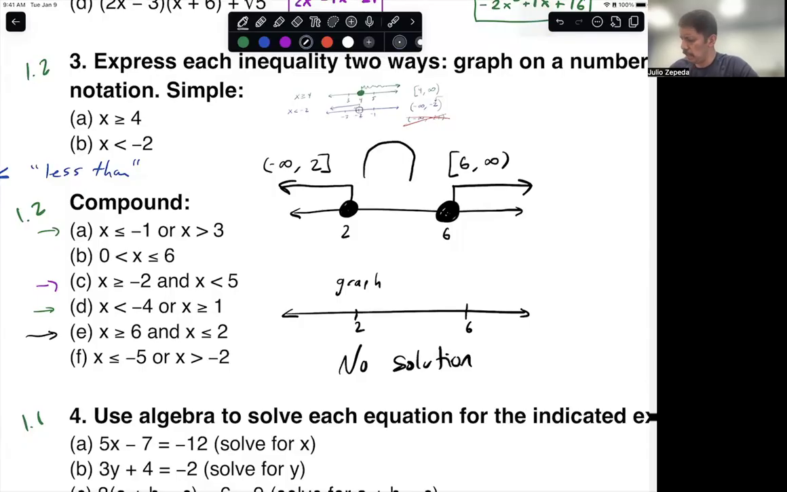And not only no solution there, but in terms of the set notation, we could use this 0 with a slash through it. That's called the empty set, meaning the solution set for this compound inequality is empty. There are no solutions. Okay, so that's a nice little example there. So cool.